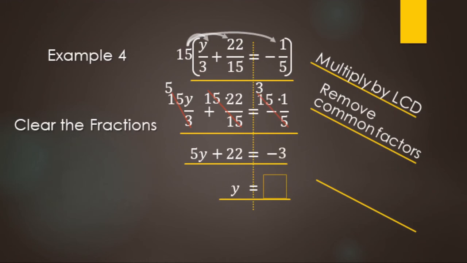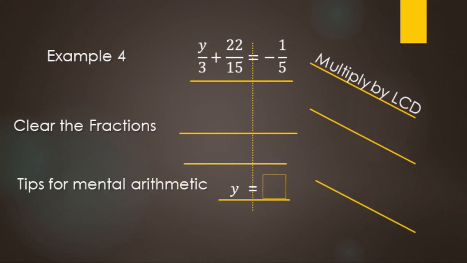Now we have a regular old two-step equation. We want to go from 5y plus 22 to just plain old y. So we need to undo the plus 22 and the times by 5. We'll do that with a minus 22 and a divide by 5. So start with negative 3, subtract 22 makes negative 25, and then divided by 5 will be a negative, and then 25 divided by 5 makes 5.